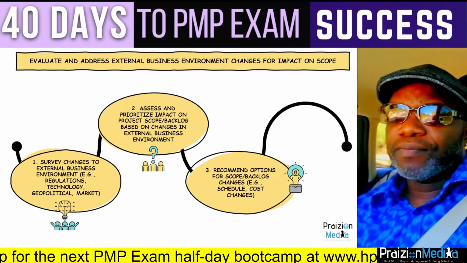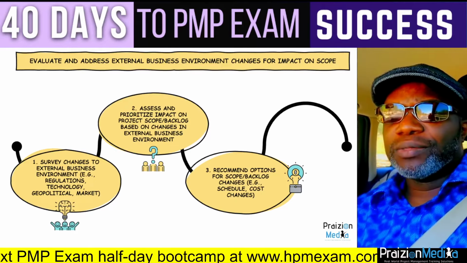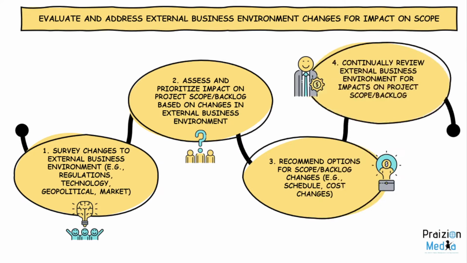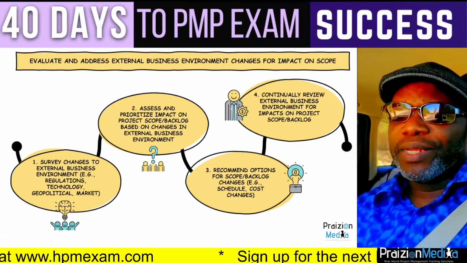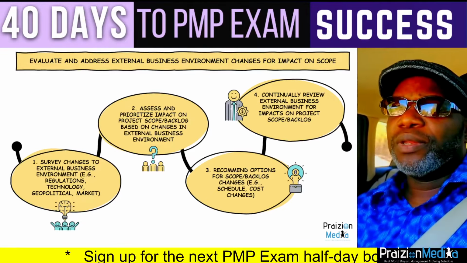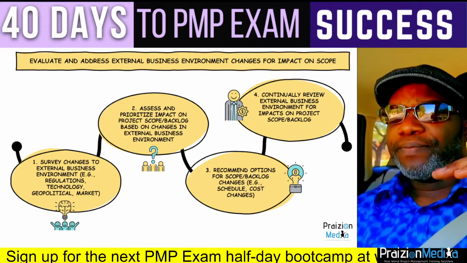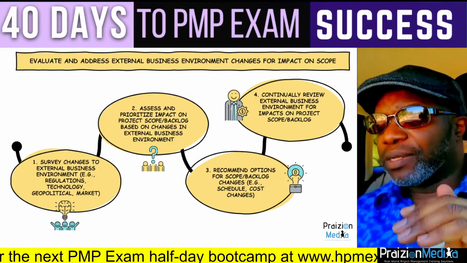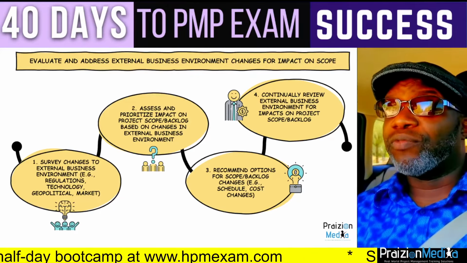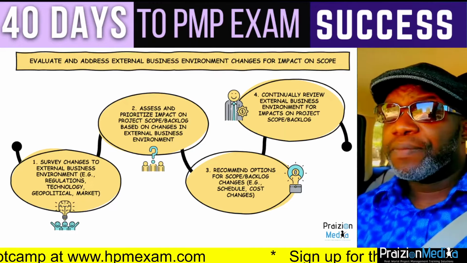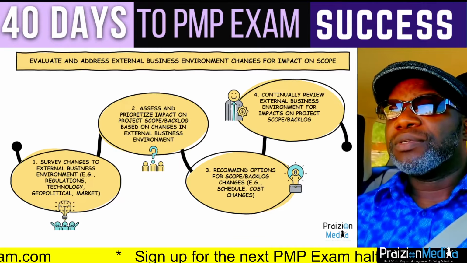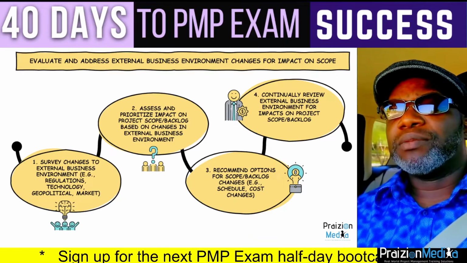If you're working in different economies, you then have that variability of interest rates and so on that you may need to deal with. The final thing that is talked about here is continually review external business environment for impacts on project scope or the backlog. In other words, not only are you going to do this in the beginning, you're going to do this in the middle, you're going to do this at the end, you're going to do this all throughout that cycle of life of whatever you're working on. Whatever the endeavor is, part of your job as a project manager is to be sensitive and aware of the environment.